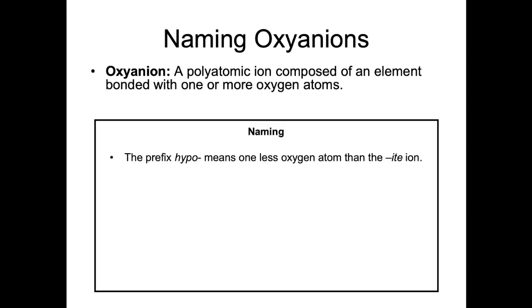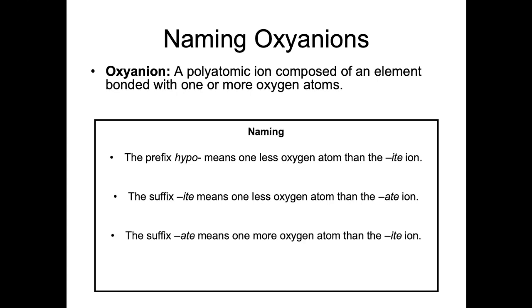And when we're naming them, the prefix hypo- means that it has one less oxygen atom than the -ite ion. The suffix -ite means it has one less oxygen atom than the -ate ion. The suffix -ate means it has one more oxygen than the -ite ion. And the prefix per- means one more oxygen atom than the -ate ion.